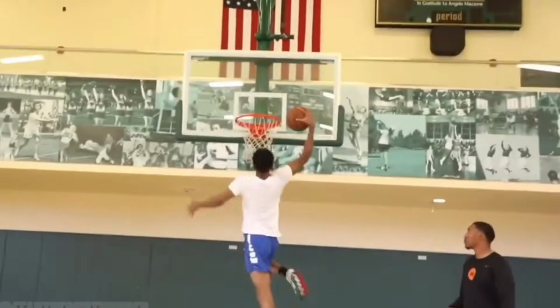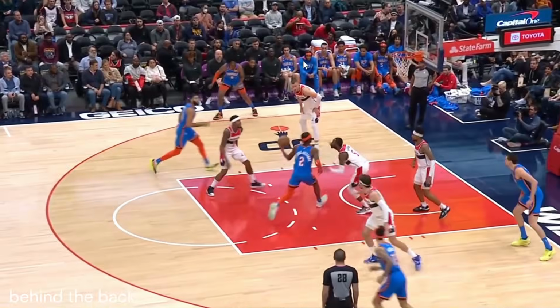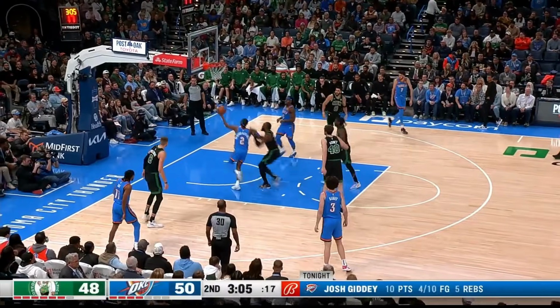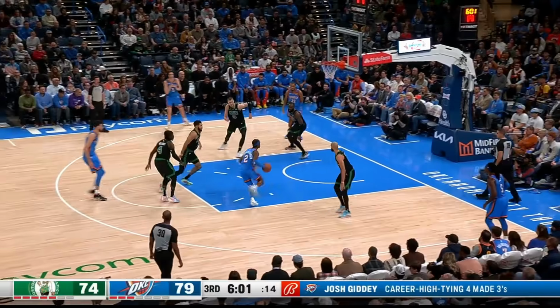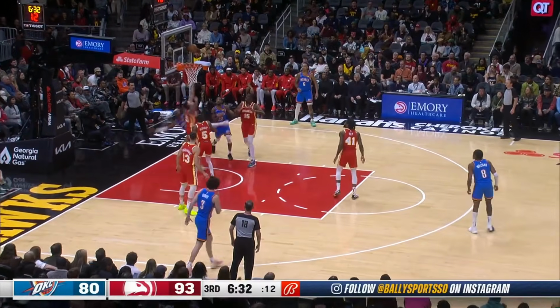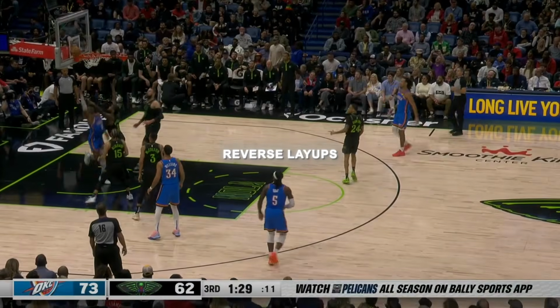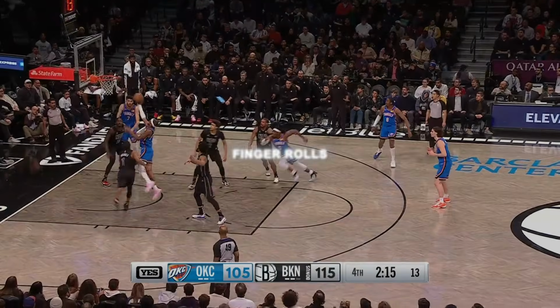And when it comes to finishing, you need to get creative. SGA is a master at using angles. He finishes with either hand, adjusts mid-air, and uses the backboard like an artist uses a canvas. That means you should be training both hands equally. Do reverse layups, inside hand finishes, and finger rolls.